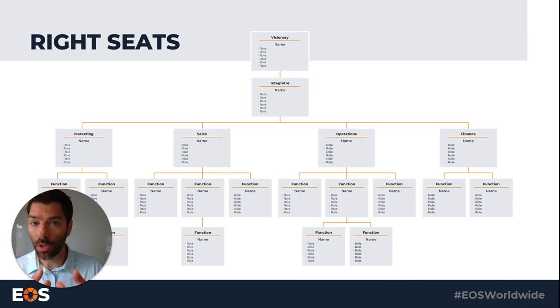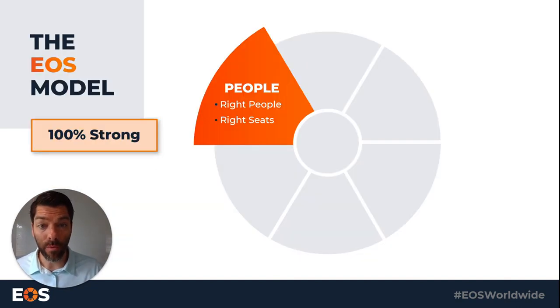And so ultimately you build out the accountability chart for every single seat in your entire organization. That's how we reflect and help you get the right people into the right seats. That was a really high level overview. Many more things to think about there, but really high level, that's right people and right seats.